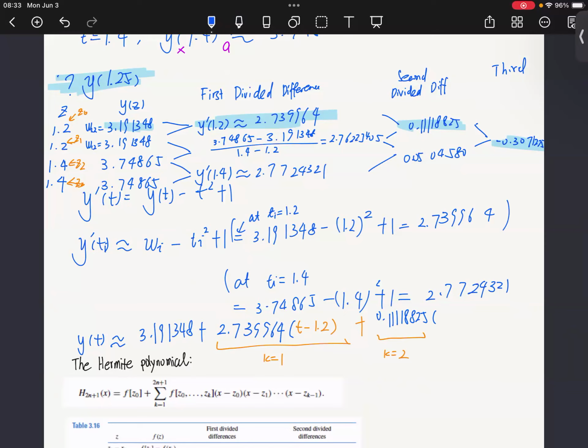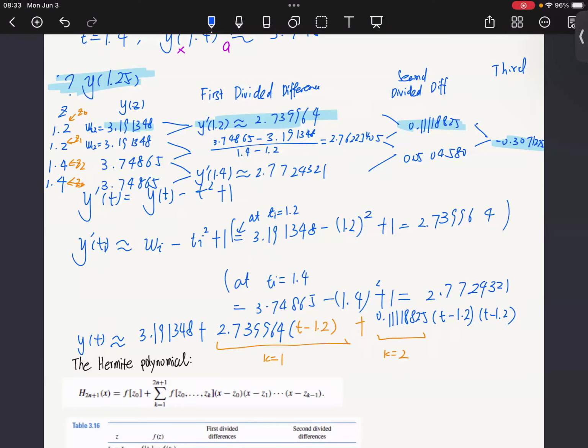So what we get here is t minus z0. z0 is 1.2, and z1 is 1.2 as well, so this is because z0 is 1.2 and then z1 is 1.2 again. So we have t minus 1.2 and then squared.